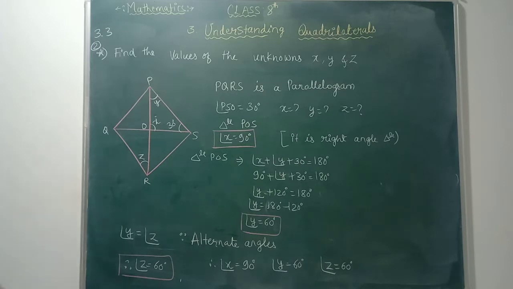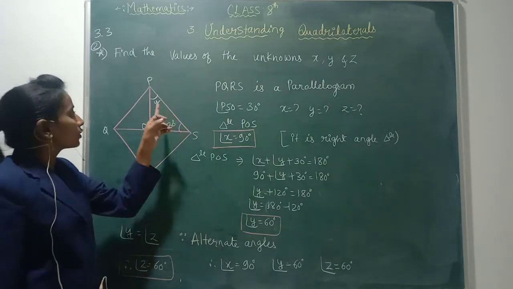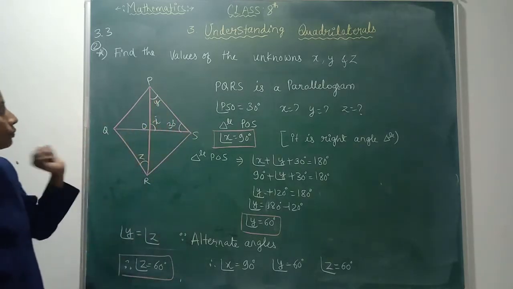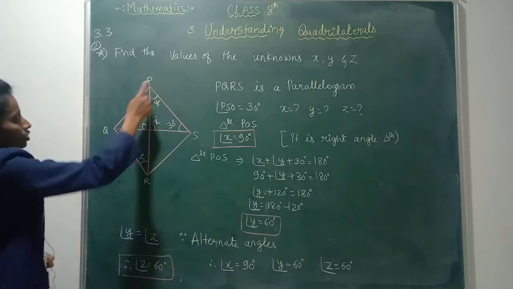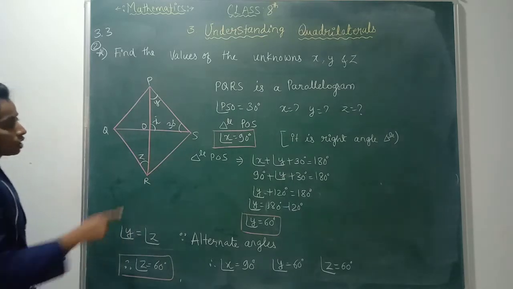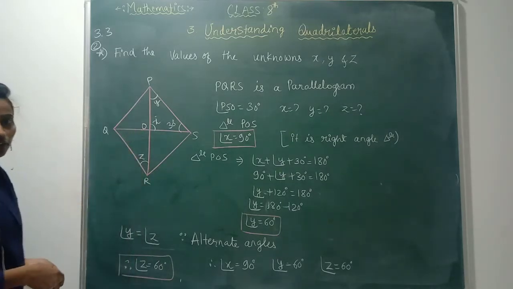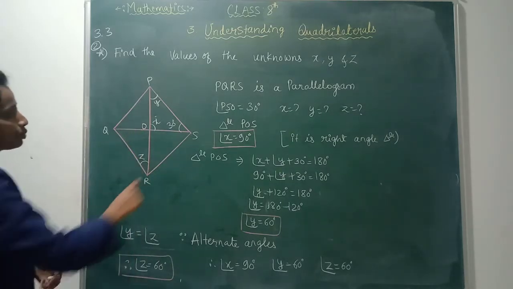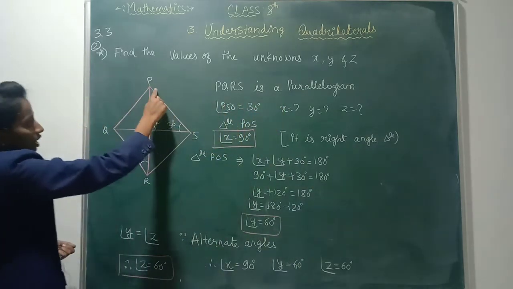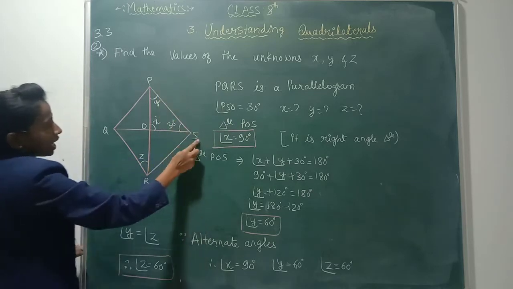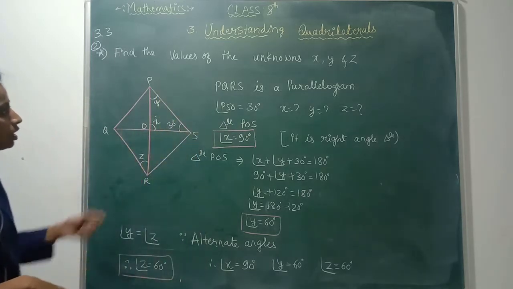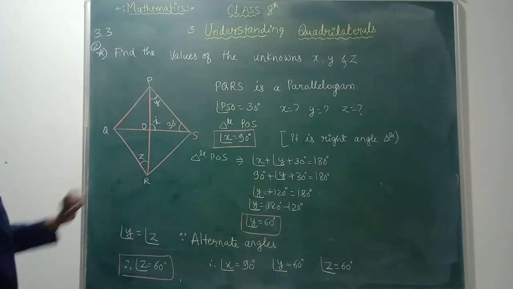In the next diagram also, they have asked for the X, Y, Z values. First of all, we are naming the parallelogram. PQRS is a parallelogram, and O is the point of intersection. Angle PSO is already given, that is 30 degrees. We are finding the X, Y and Z values.